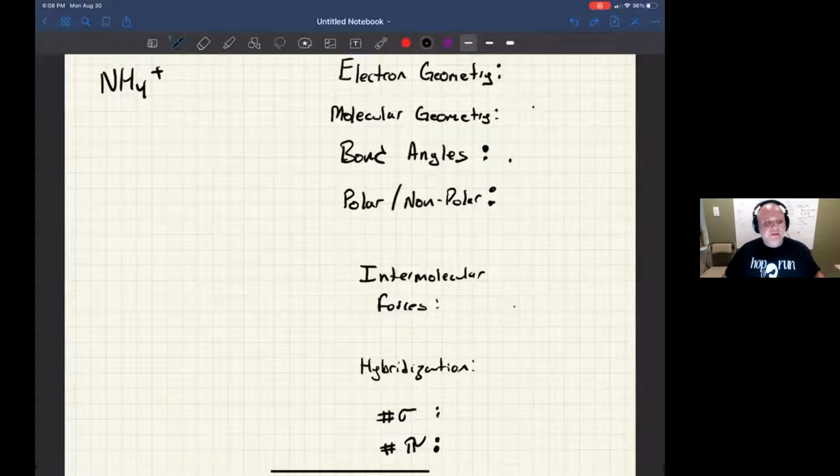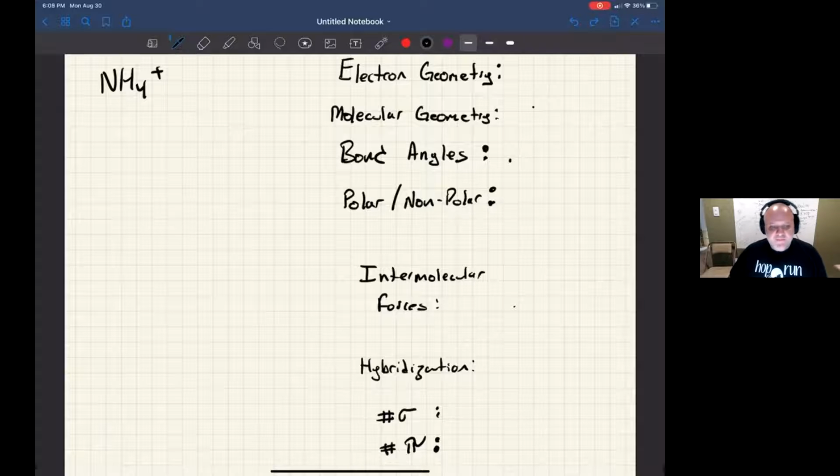All right, the next Lewis structure problem involves ammonium ion. We've got NH4 plus, and we've got to figure out these other molecular properties. So count up the valence electrons.